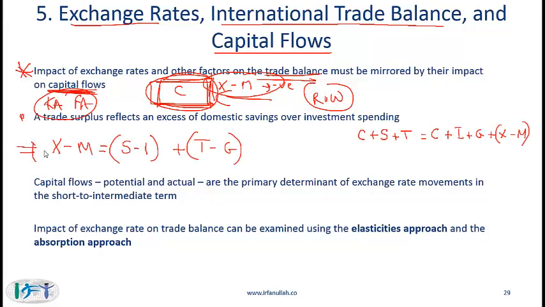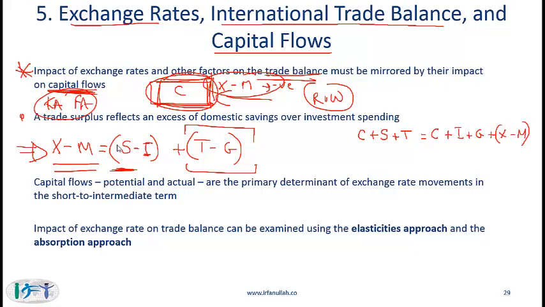Here is the relationship that you need to remember. X minus M, or the trade surplus, is equal to private savings minus investment. So this is the savings that individuals or private entities do above the investments which are made in a given country. This is the business investments, plus T minus G. T is the revenue that the government gets, G is government spending. So this is actually government savings.